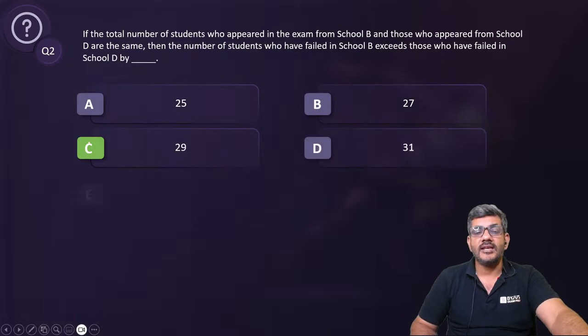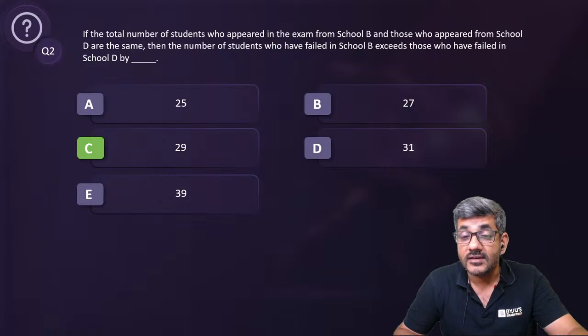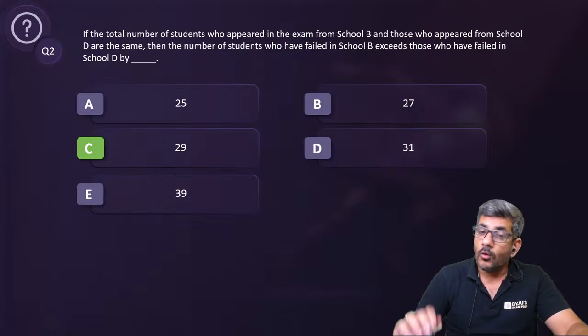Yes, option C, 29 is the right answer, and I see many of you had answered correctly and you have answered fast as well. That's brilliant. One more thing that you can try.